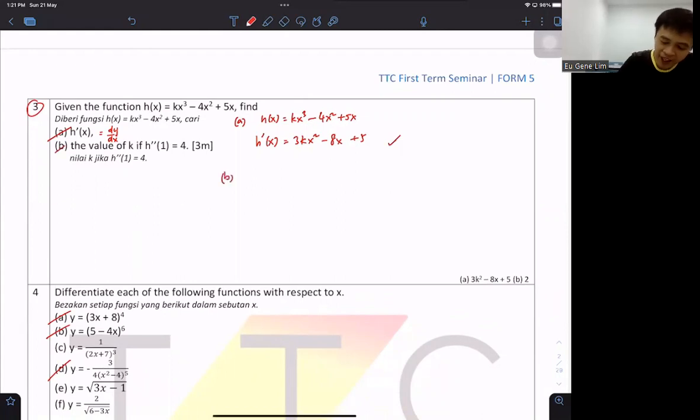Like part B. Find the value of k if h double prime of 1 equals 4. h double prime means you differentiate the second time. Understand? So you differentiate the second time, h double prime. So 6kx minus 8.